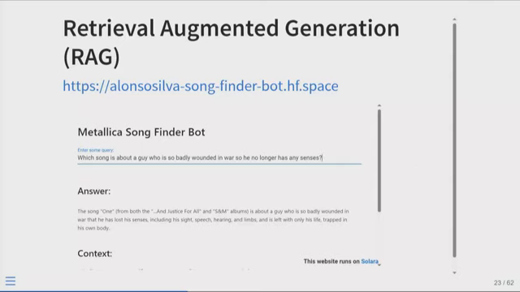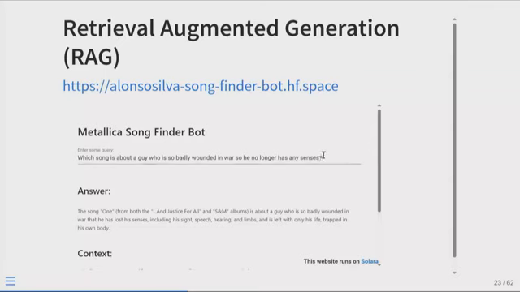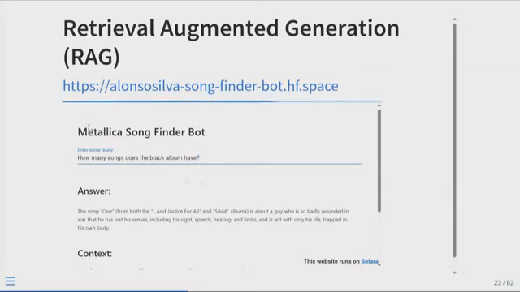But if you ask structured questions, something related to the structure of the data, which for example would be how many songs does the Black Album have, it will give me 5 songs. Any guesses why? It's 5 inputs in the context, yeah. So if I put it here, normally, I hope it doesn't take forever.